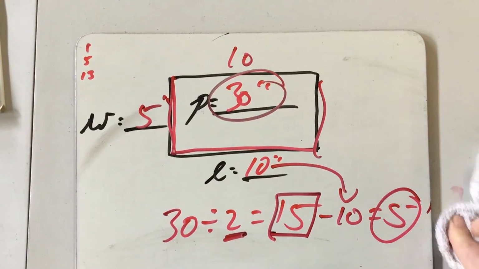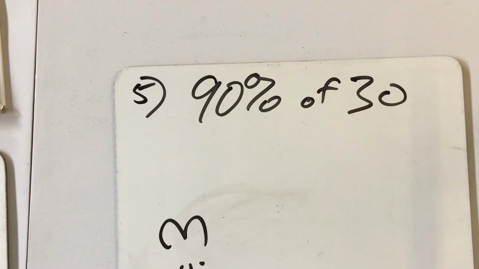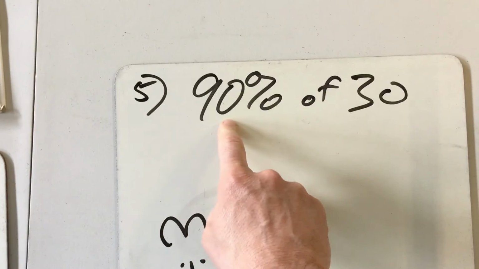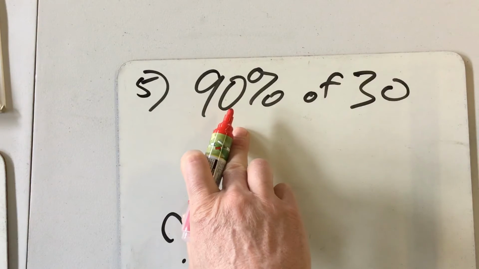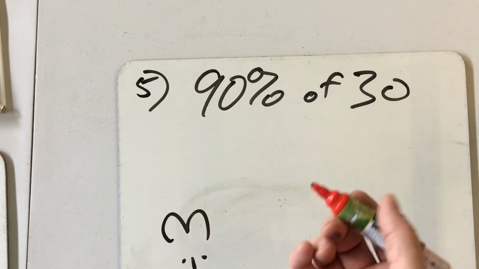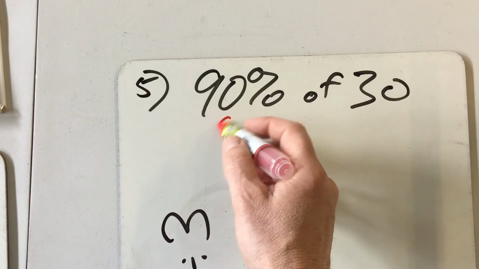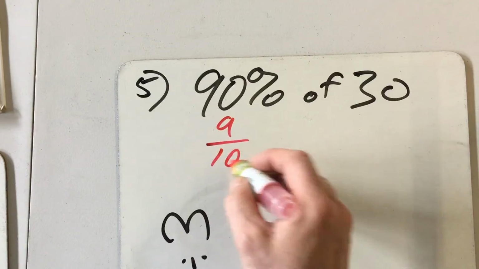Okay? Next is number 5. It says 90% of 30 trees are birch trees. So 90% of 30. Now, we can't do math when it's in its percent form, so we can make it a fraction or a decimal. I'll just choose to do a fraction. So 90% is 90 over 100, or 9/10.